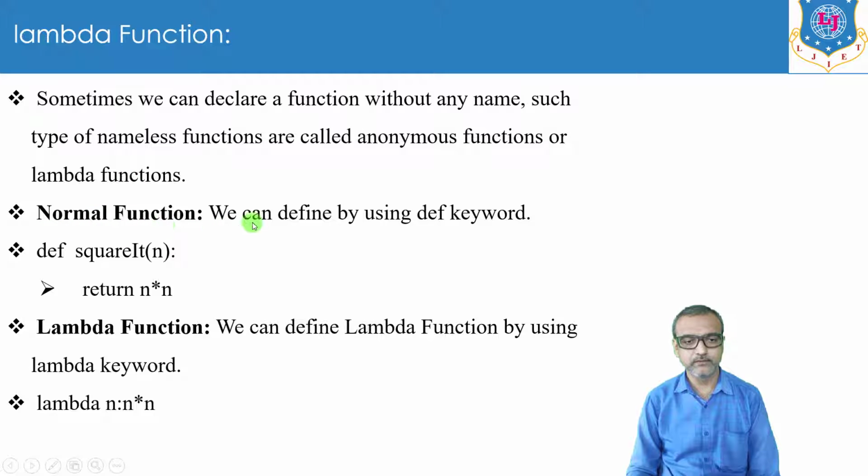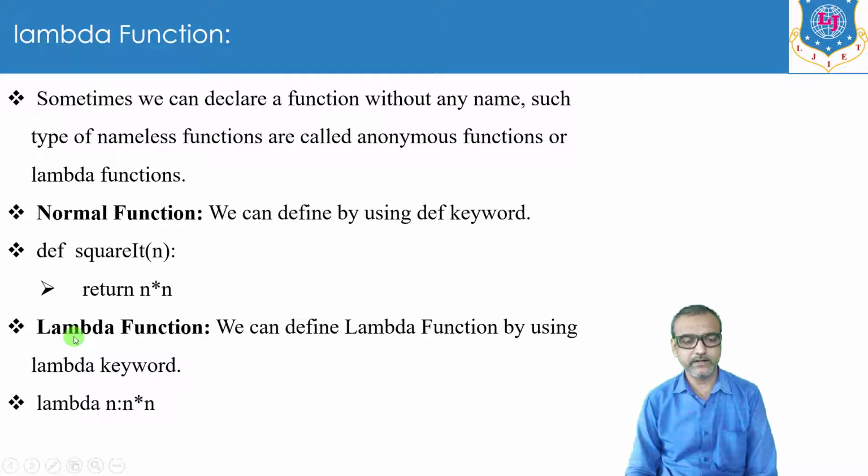A normal function we can define by using the def keyword. For example, def square it. This is the name of the function and this is the argument n, and then in the body we have written return n star n. So what this square it function will give us is the square of the number n. This is how we can write a normal function.